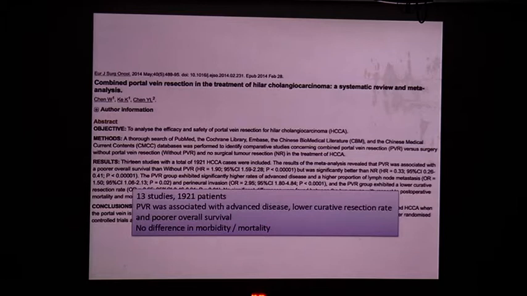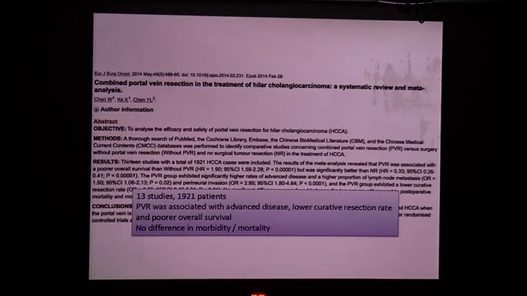Vascular resection can be done when it has to be done, but in a systematic review of 13 studies, it was associated, basically it is a marker of advanced disease, and it was associated with lower curative resection rate and poorer overall survival.